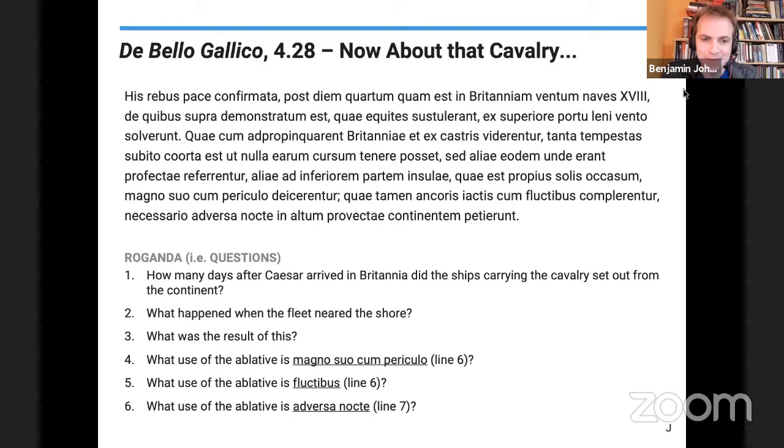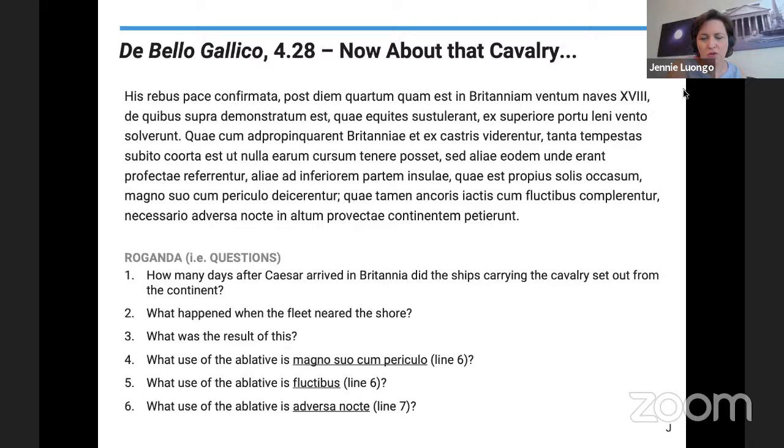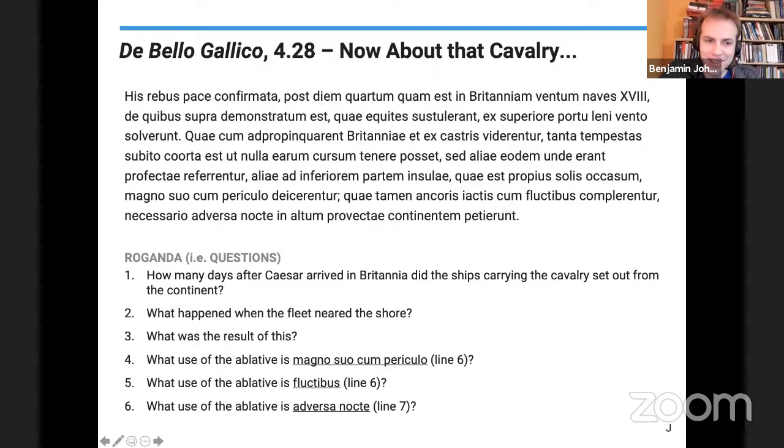So number 2, what happened when the fleet neared the shore? Number 3, what was the result of this? Number 4, what use of the ablative is magno suo cum periculo in line 6? Number 5, what use of the ablative is fluctibus, also in line 6, near the end though. And then number 6, what use of the ablative is adversa nocte in line 7? Keyword there being nocte, right? Yeah, nocte. Yeah, definitely. Okay. Some big clues on those ablatives.